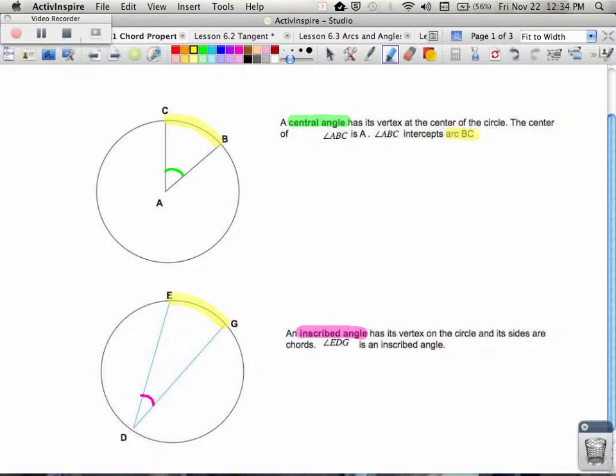So first of all, on this slide, a central angle has its vertex at the center, and second of all, an inscribed angle has its vertex on the circle.